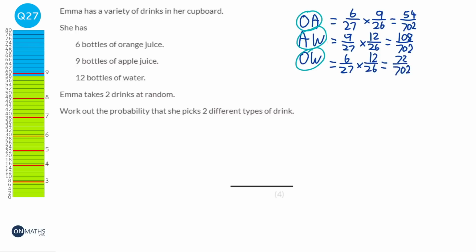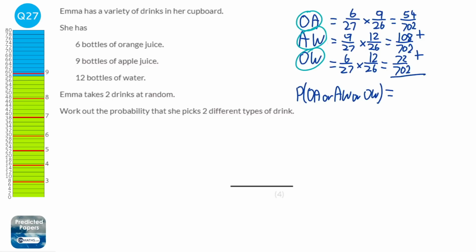Now we're looking at the probability of this or this or this, and the word 'or' means add. So the probability of (OA or AW or OW) is these added together. And when you add them together, you get 234 over 702.